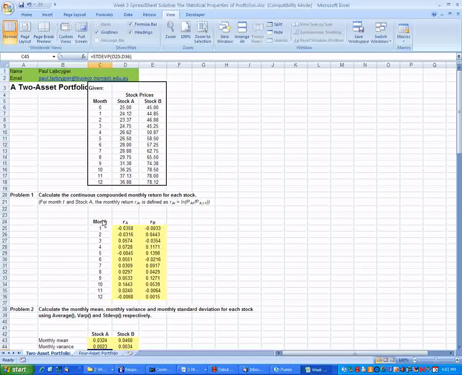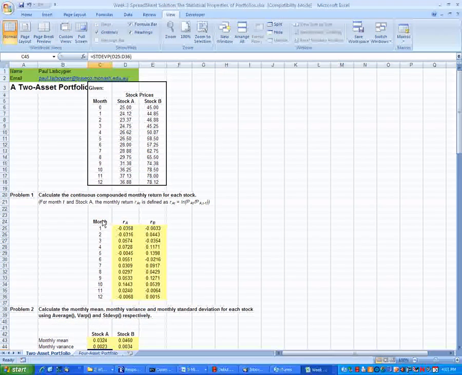Welcome to the first worksheet, two-asset portfolio, in the week 3 spreadsheet, the statistical properties of portfolios. To provide an overview initially, this spreadsheet provides you with the opportunity to implement the work done in the lecture in week 3. To begin with, in this worksheet, I show you how to calculate the expected return and expected risk of a two-asset portfolio.